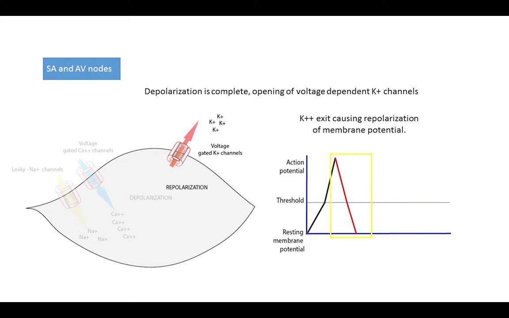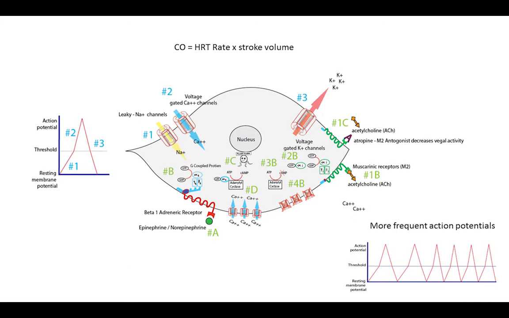Okay, back to the SA node. After depolarization is complete, voltage-gated potassium channels open, allowing positive ions to exit the cell, bringing the membrane potential back to the resting state. The leaky sodium channels will then start the process all over again. The oxygen delivered by the heart and the body's oxygen demands are constantly changing, so we have mechanisms built in to either increase or decrease the rate at which our heart will pump, meaning to increase or decrease the frequency of action potentials. Remember, cardiac output equals heart rate times stroke volume.